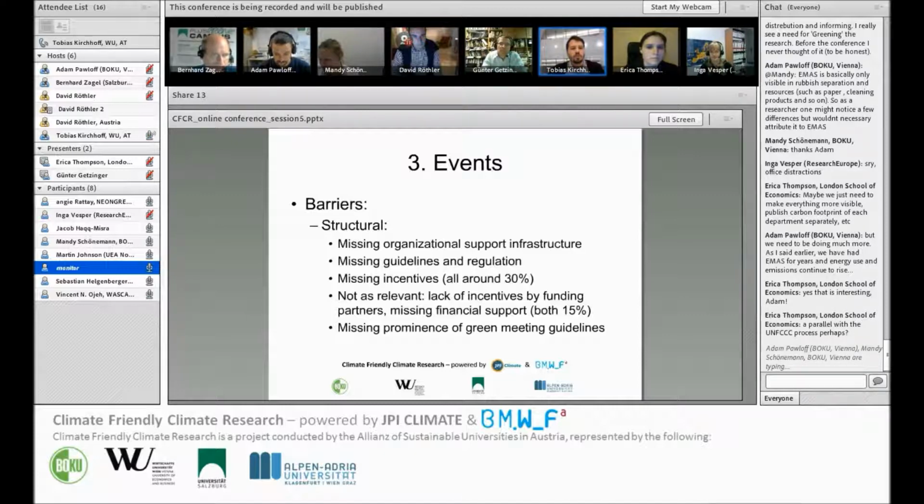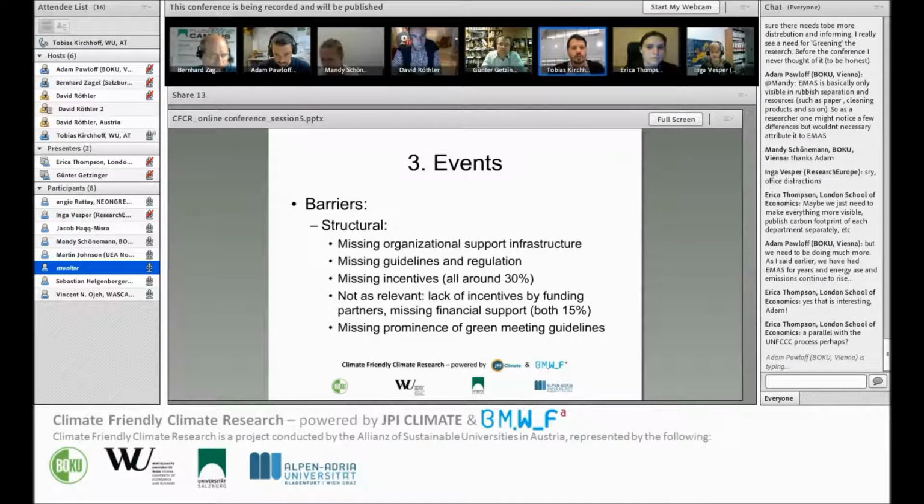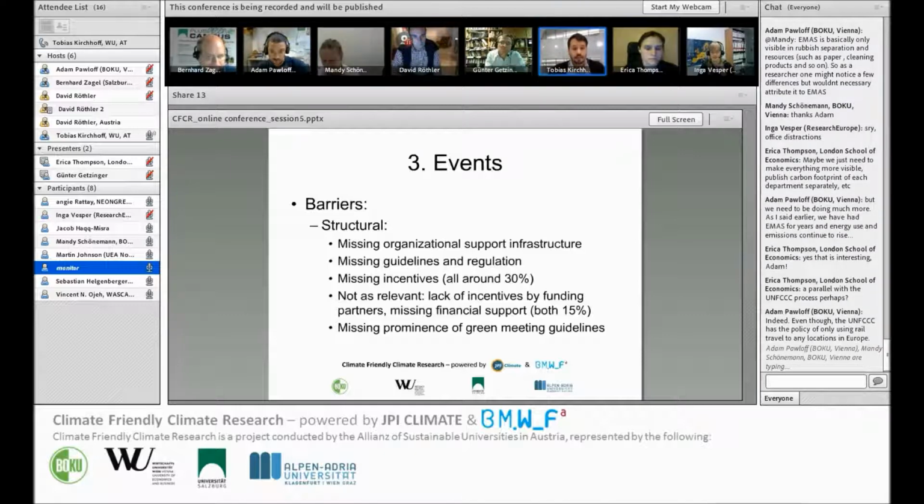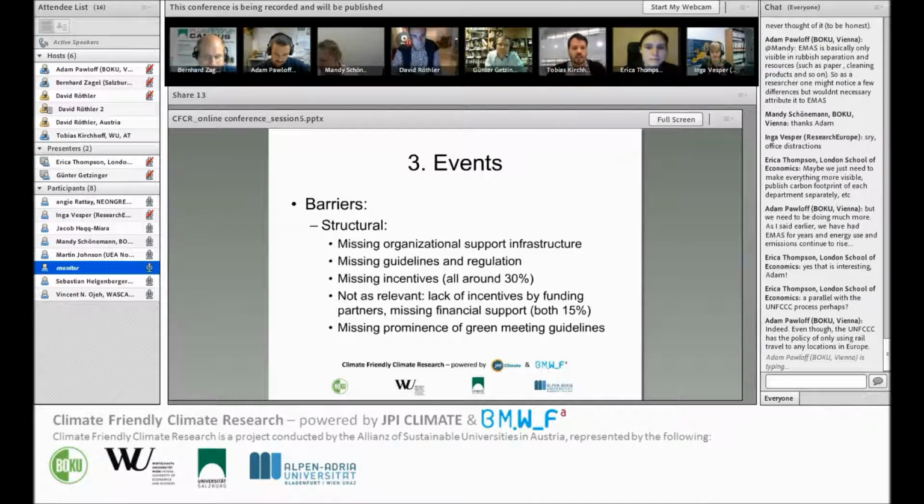to helping researchers organize green events and training them, for example. What we also see missing at institutes is, again, guidelines and regulation. So as the poll just showed, there is hardly any guidelines and regulation in terms of green events present.